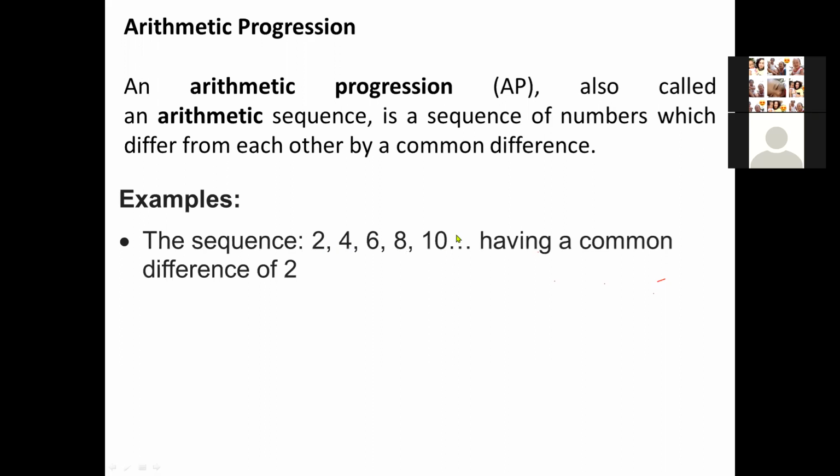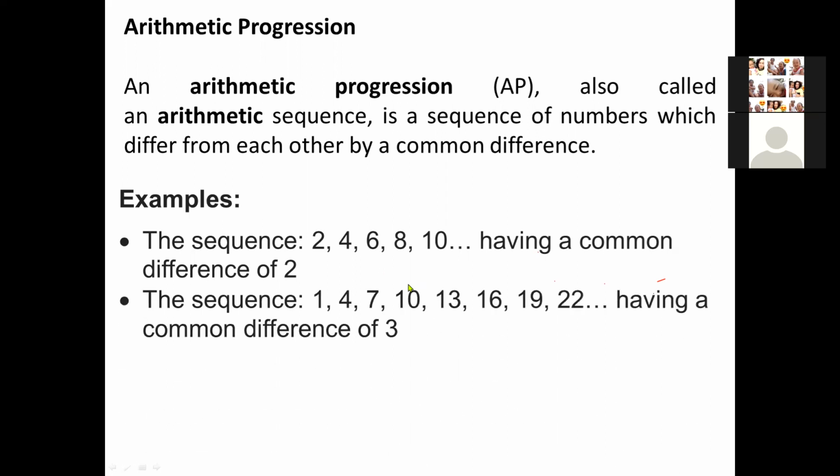2, 4, 6, 8, 10. Having a common difference of 2. Bakit? 10 minus 8 is 2, 8 minus 6 is 2, 6 minus 4 is 2, and then 4 minus 2 is equal to 2. Definitely, they have a common difference of 2. Therefore, 2, 4, 6, 8, 10 is an example of arithmetic progression. Klaro ba? Yes po, sir.